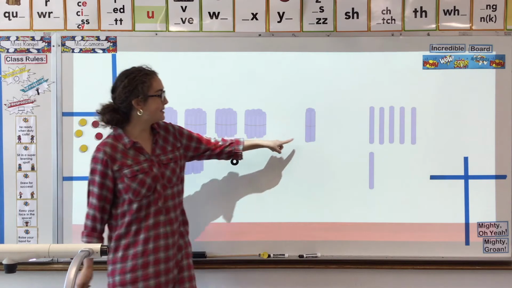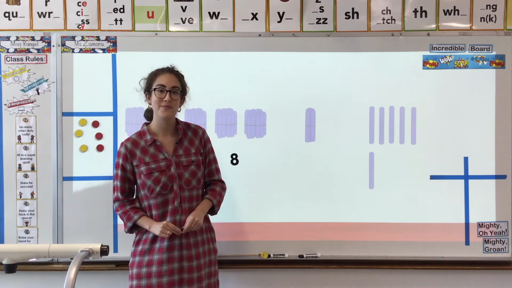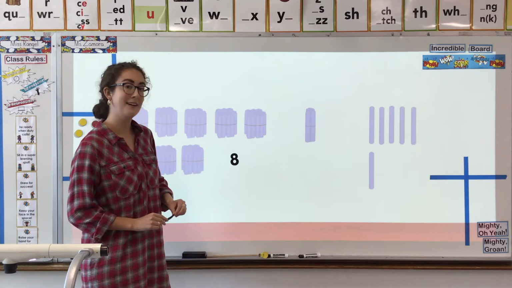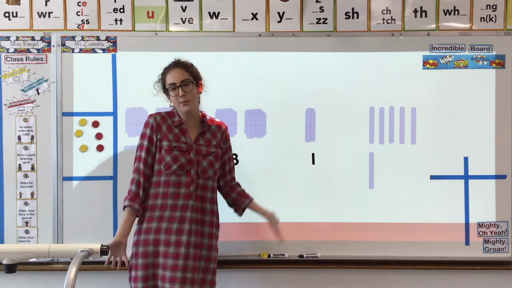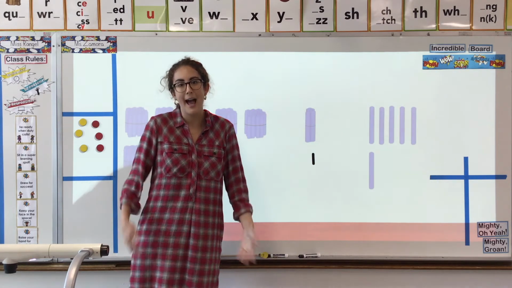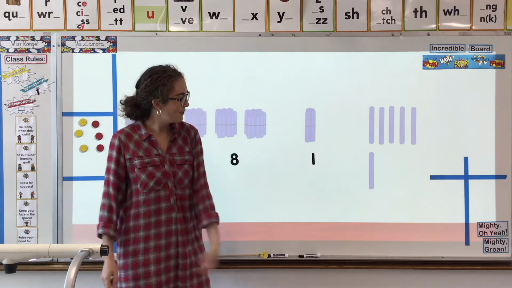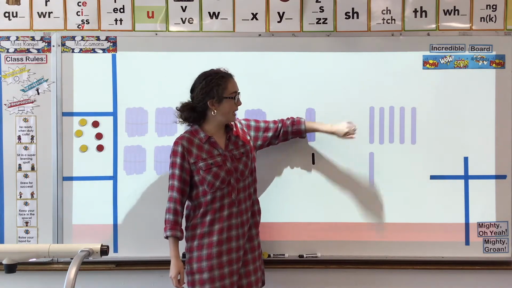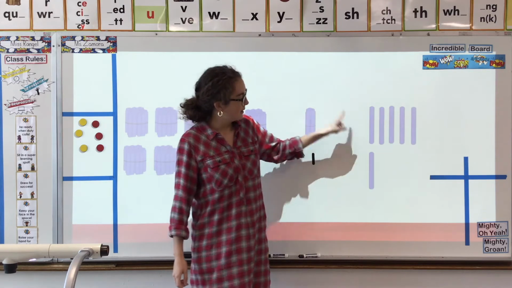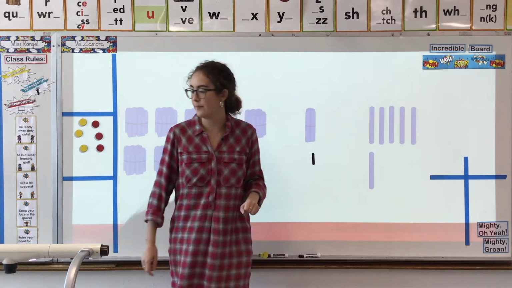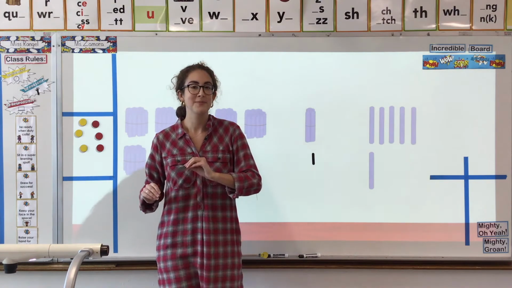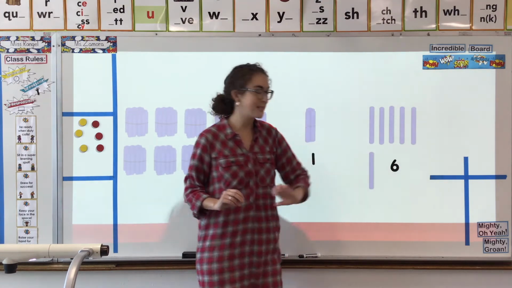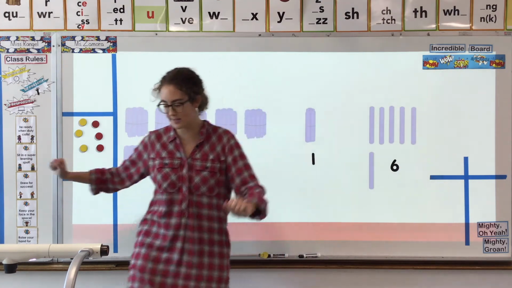And then how many tens do we have? We just have 1 ten. And 1 ten is what number? 10, exactly. And then how many ones are here? Look, we have 5 and 1. There are 6 ones.